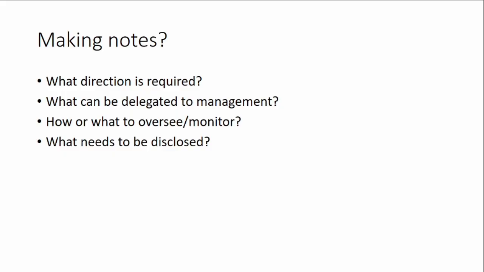When you are taking notes, I want you to look out for the following. I want you to look out to see what sort of direction is required. So what sort of direction should the board of directors give or the governing body give to the rest of the entity? What can be delegated by the governing body? And who can the governing body delegate? More particularly, I want you to pay attention to what can be delegated to management, because management is an important part of the entity. Let's pay attention also to find out what and how should the governing body monitor or oversee the implementation. And then finally, what needs to be disclosed.